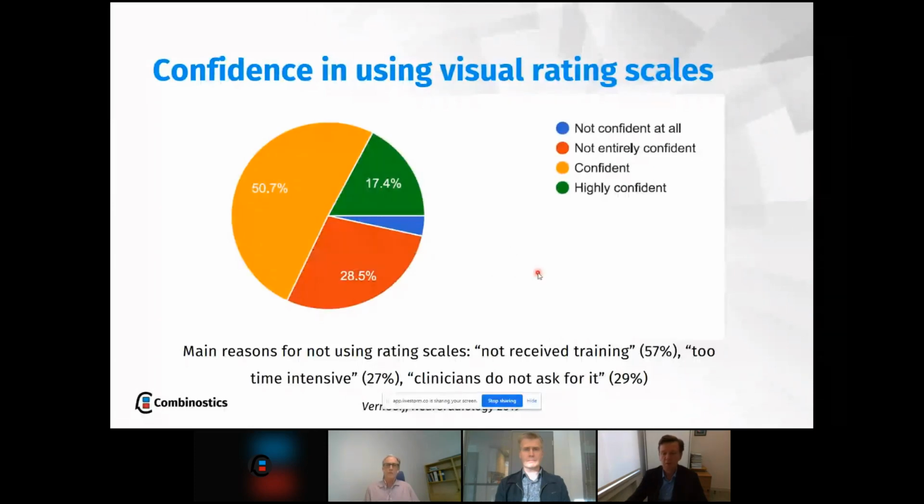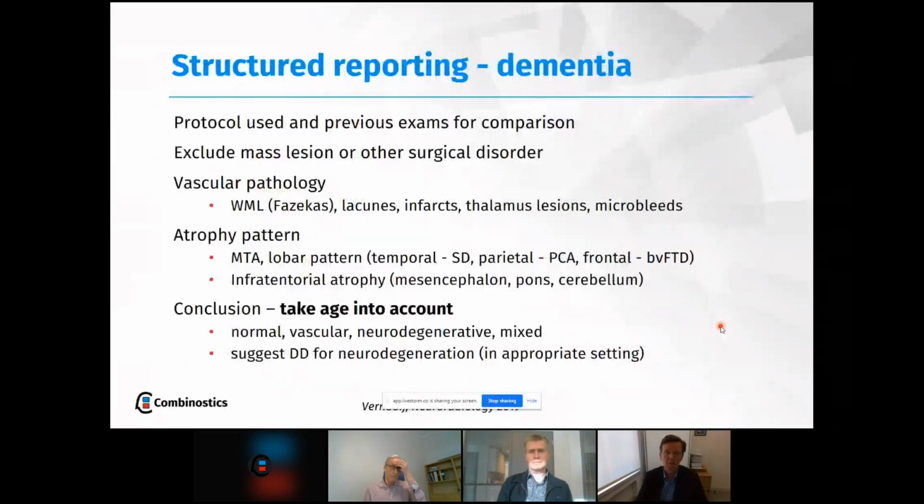And when you ask what the problem is, people said, I don't have training, or it takes too much time, or they don't know how to interpret it. There are various reasons why it's not universally adopted. Nevertheless, in the survey paper, we did say that, if you do some form of structured reporting, this is a possible way to do it.